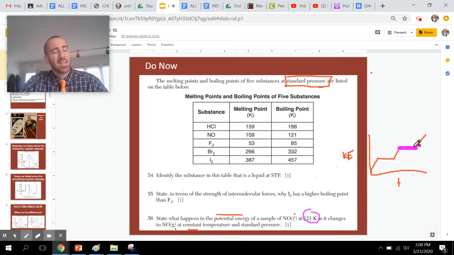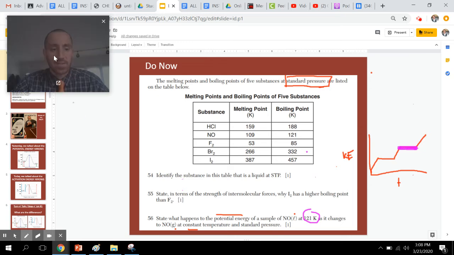And that's it. But there's a lot of stuff you have to put together just to get to that. Okay, so which is my liquid at STP? It's going to be bromine, Br2. Why does I2, according to intermolecular forces, have a higher boiling point? I2 has stronger intermolecular forces than F2. And number 56, potential energy is increasing.